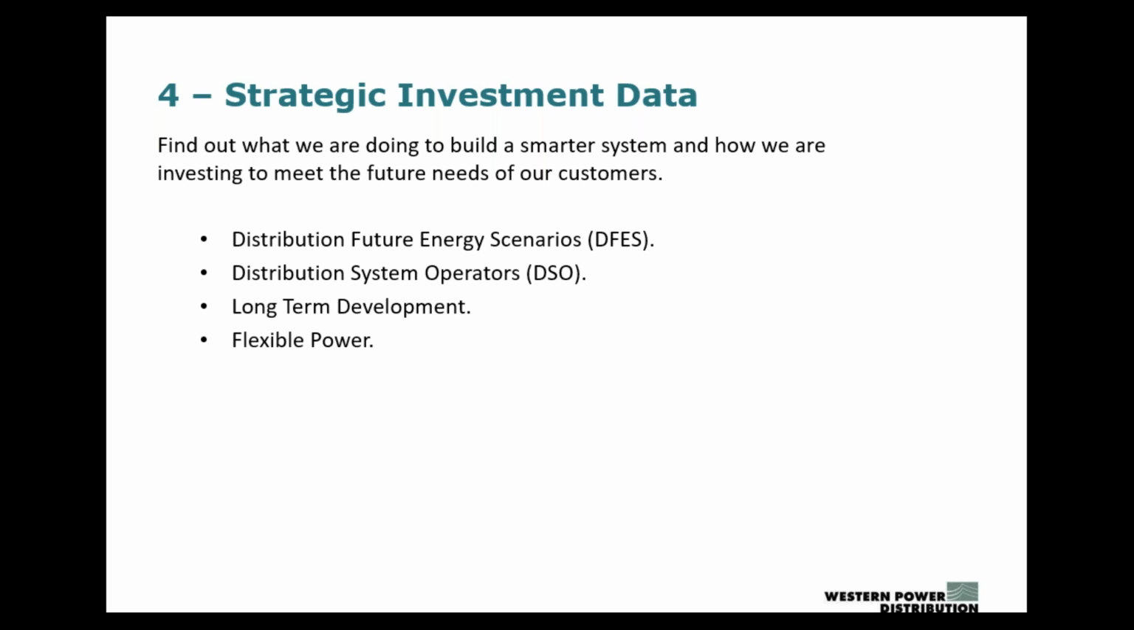Long-term development. Here you'll find data that has been compiled to assist current and future users of WPD network to identify and assess opportunities available to you for making new or additional use of our distribution system. Flexible power. This is where you will find data and information which we share with stakeholders, creating partnerships that generate income for local businesses and can enable us to accommodate increasing demand for electricity without having to build a large network.